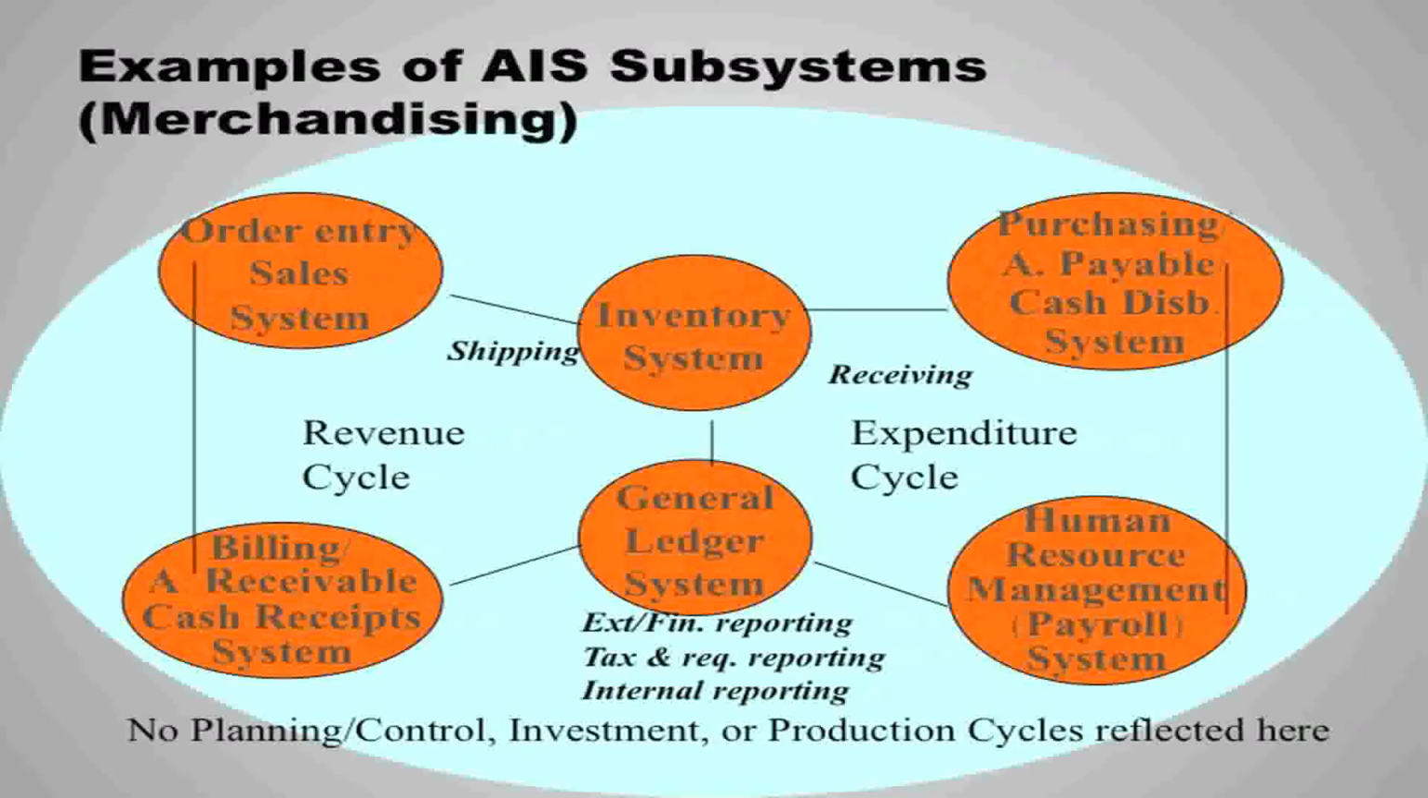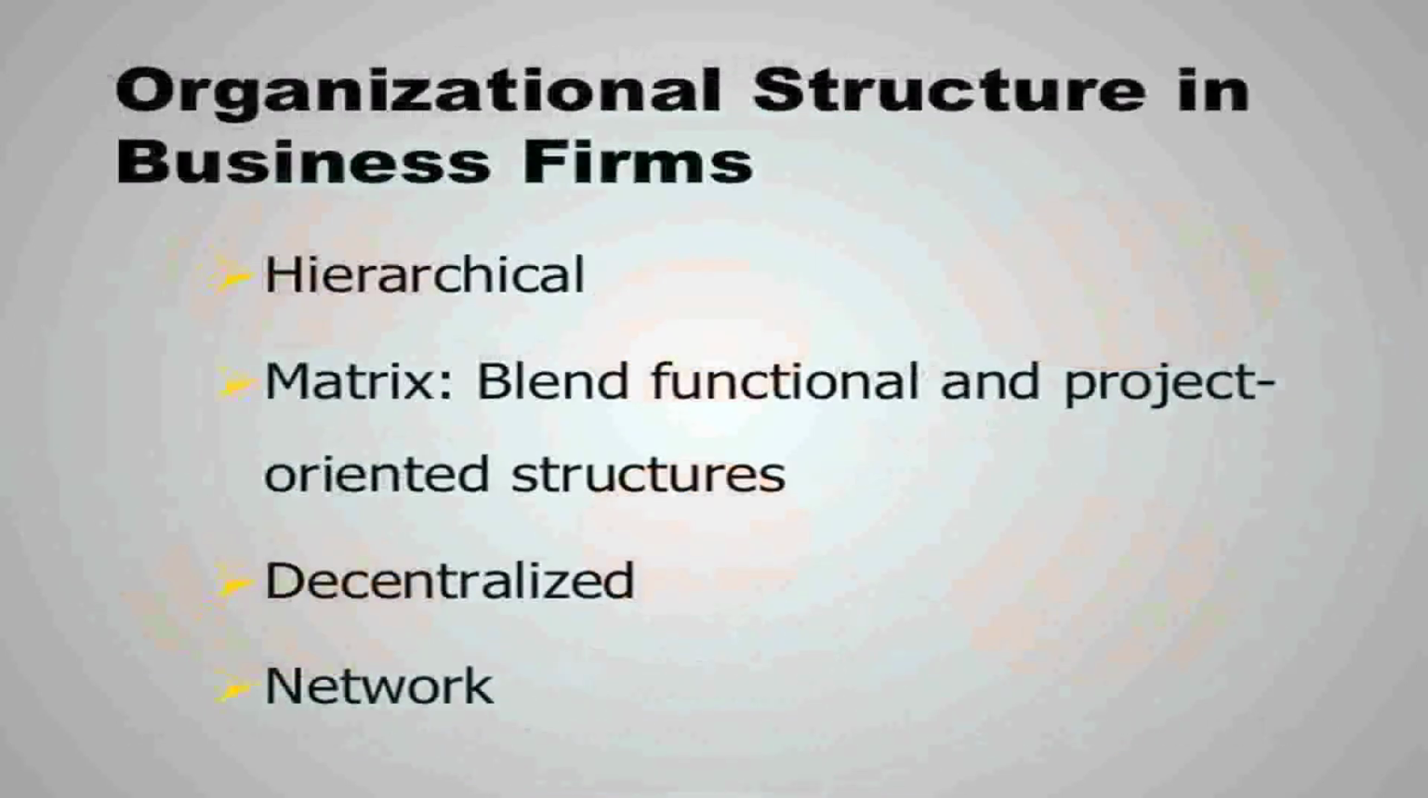So, this way the general ledger system will work in coordination with inventory systems, and this way the merchandise would be maintained. No planning, control, investment or production cycle is reflected here. It is only the inventory system, which is working as a subsystem of AIS, which is reflected in this chart. Organizational structure in a business firm.